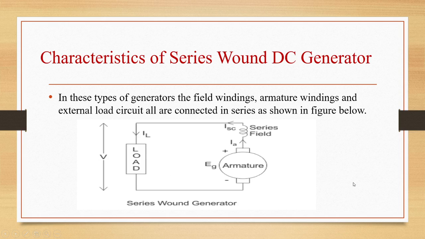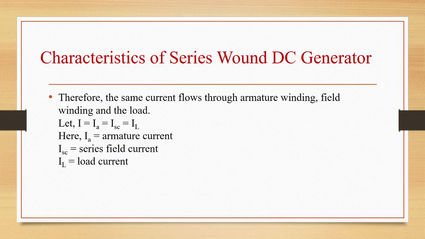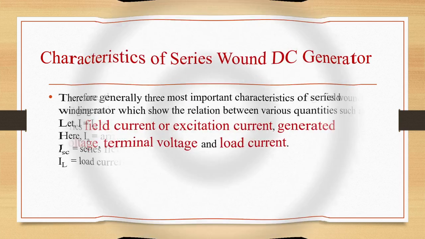So in this type of generator, field windings, armature windings and the external circuit all are connected in series. Armature winding, field winding and external load, all three are connected in series. So the same current will flow through the armature winding, field winding and the load. Let I is equal to IA is equal to ISC is equal to IL. IA is the armature current here, ISC is the series field current, IL is the load current.